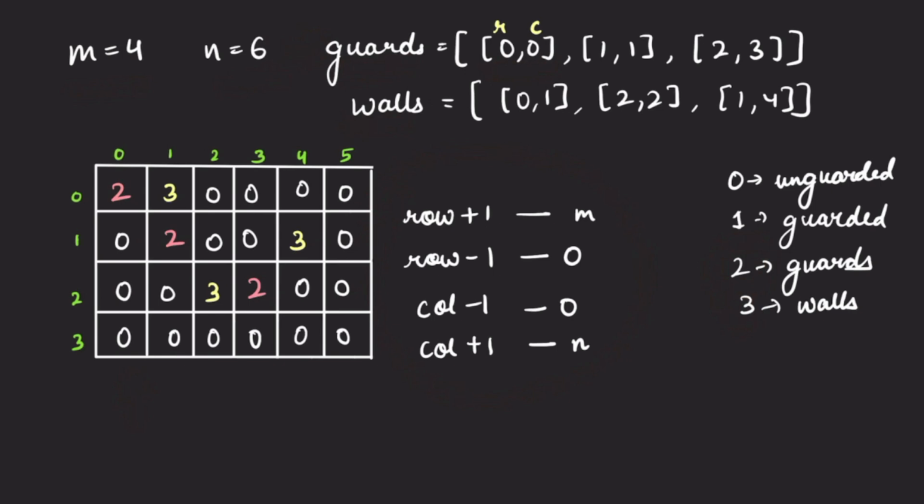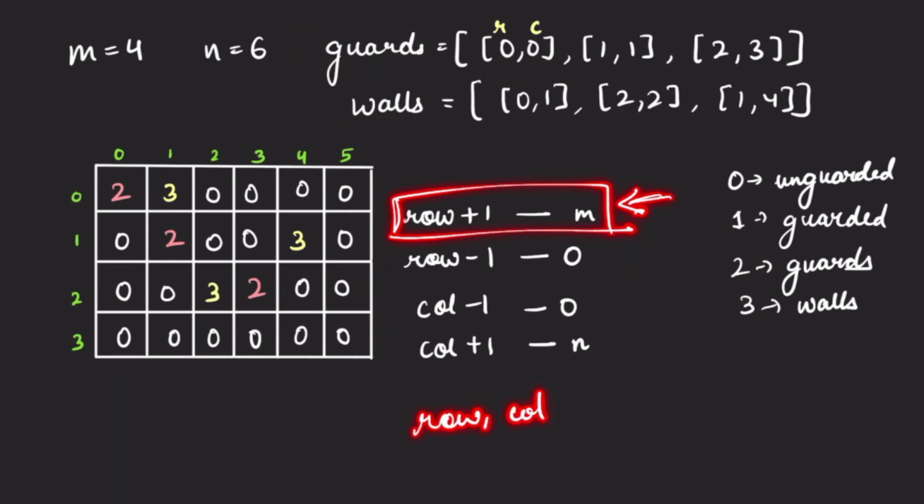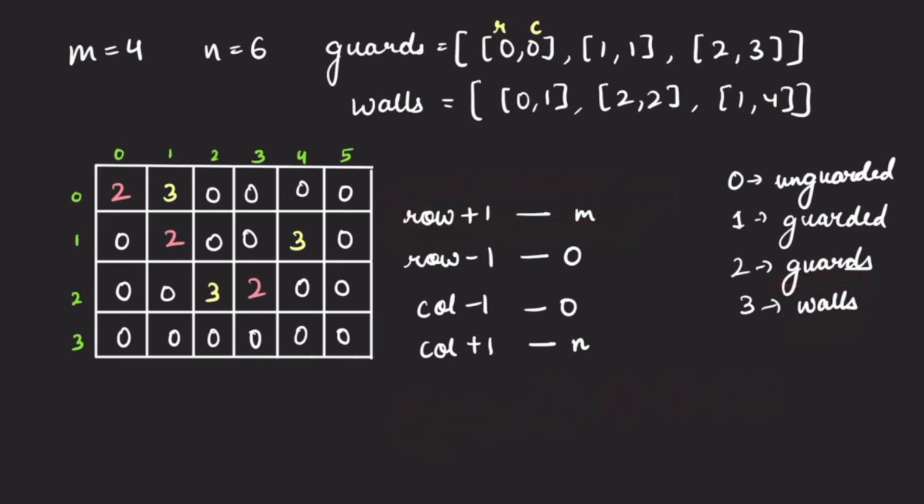So you will keep on looping. First you will loop for this direction, and then in this range, if there is any case when row comma column becomes equal to 2 or 3, that is another guard or wall, then you will break your loop there, right? Because that particular guard cannot see further cells, right?